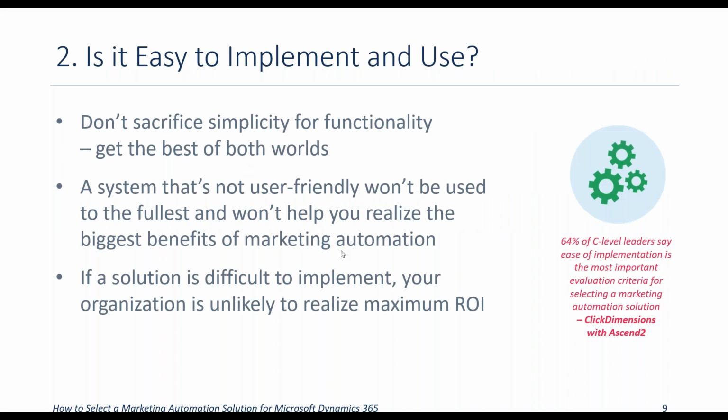Now, while it's important and imperative that a marketing automation solution have a robust feature set that makes it powerful and versatile, the system can't sacrifice simplicity for functionality. If daily users of a marketing automation solution find it difficult to use, they won't use it to its fullest potential, or they'll try a workaround, or just won't use it altogether. A system that's not user-friendly also defeats one of the main purposes and benefits of marketing automation, which is truly saving time. Similarly, if a solution is difficult to implement, in full or in part, your organization is unlikely to realize the maximum ROI that marketing automation can bring to your organization.